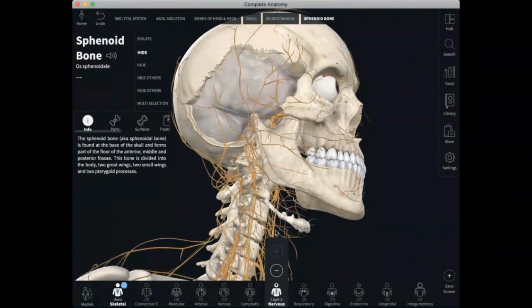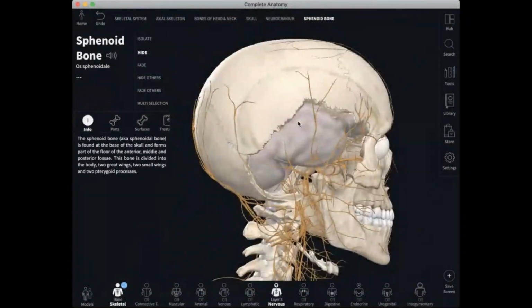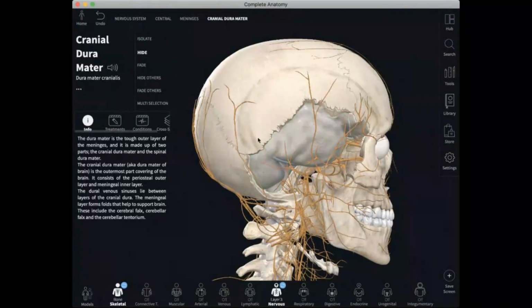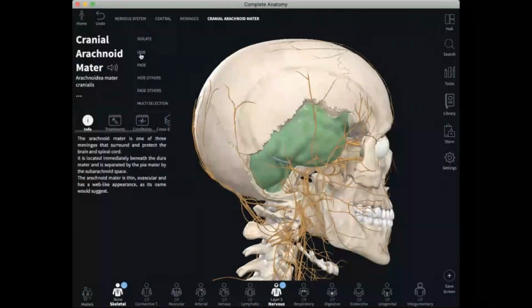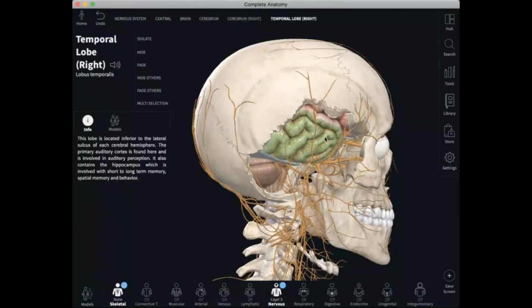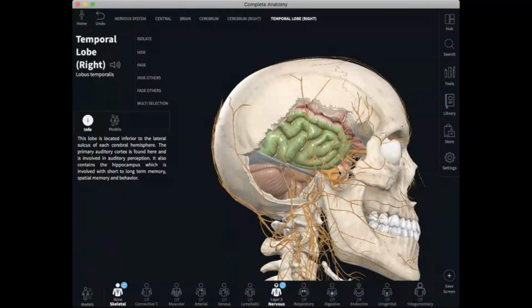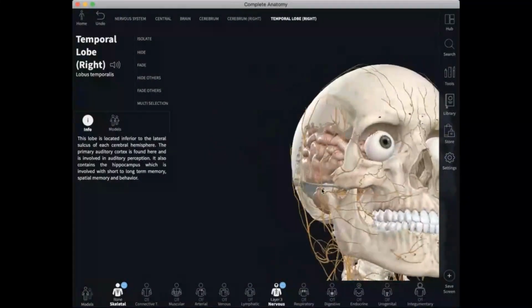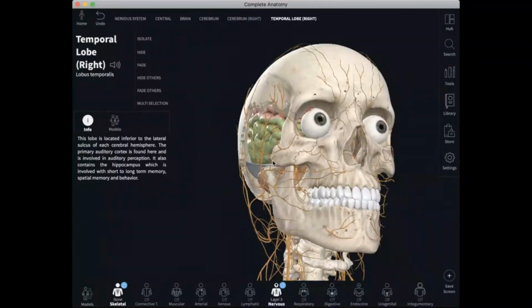What you see here is the dura mater, and now here the arachnoid mater, and that's the cerebrum, the right half of the cerebrum. To see the cranial nerves, we will go according to the order. First is the olfactory nerve, which is responsible for the sense of smell.